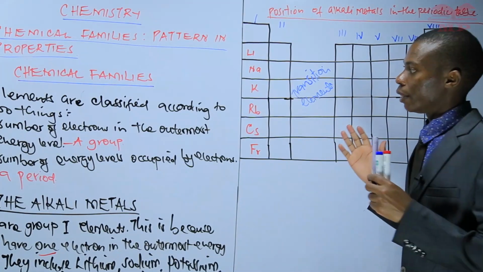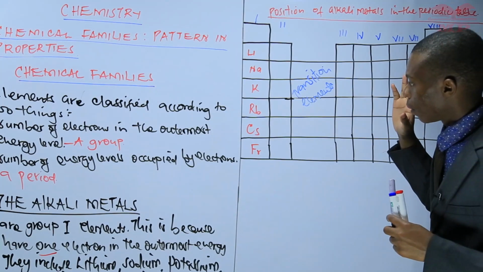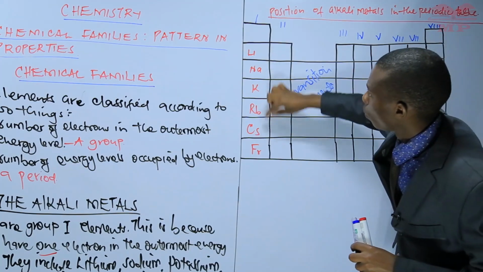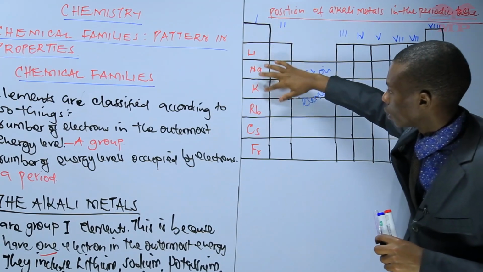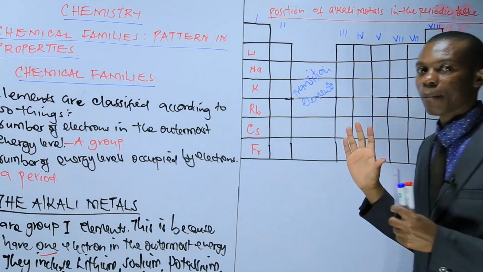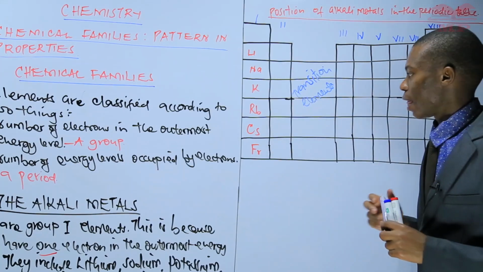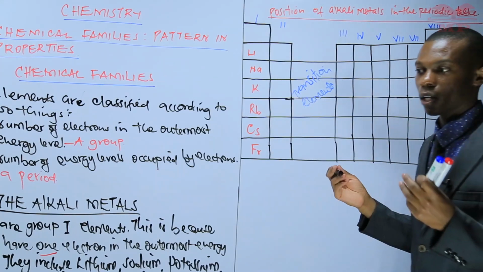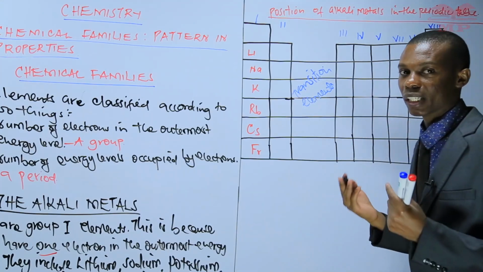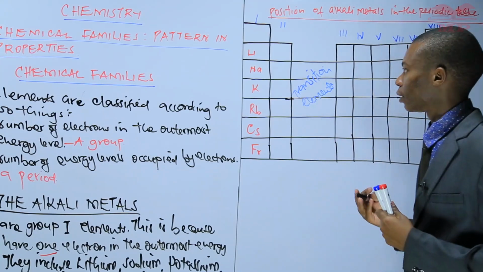They are placed in that order depending on the atomic number. As you move down the group, from lithium, sodium, potassium, rubidium, calcium, and francium, the atomic number increases. That's why they are placed in that order. But in our case, we are going to discuss the first 3 because those are the ones which lie in the first 20 elements.